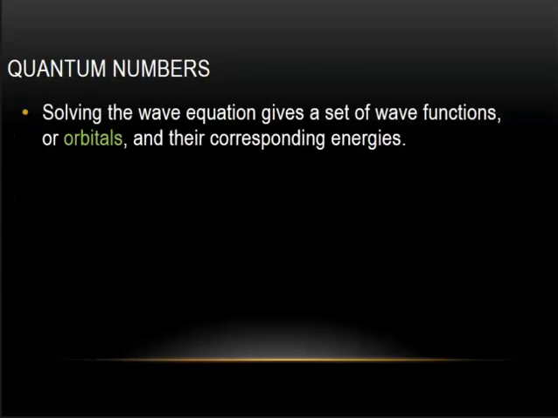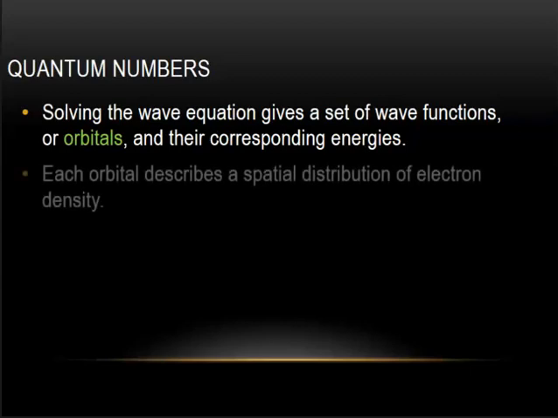When you solve the wave equation, you get a full set of orbitals and their corresponding energies. So you get a set of wave functions, or orbitals. These orbitals are basically clouds, so sometimes you'll hear them referred to as an electron cloud. It's a three-dimensional shape where the electron lives. Sometimes I'll even call it a balloon animal because they look like little balloon animals. There are different shapes to them.